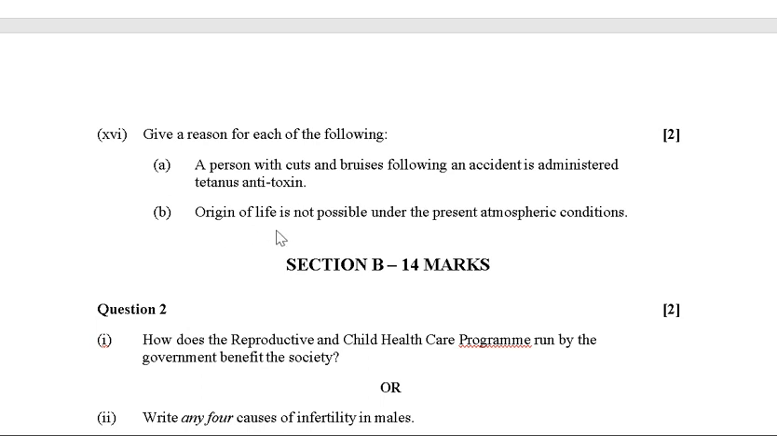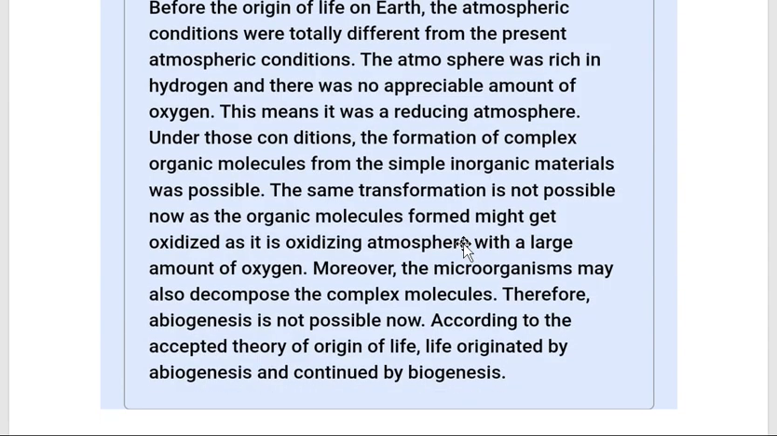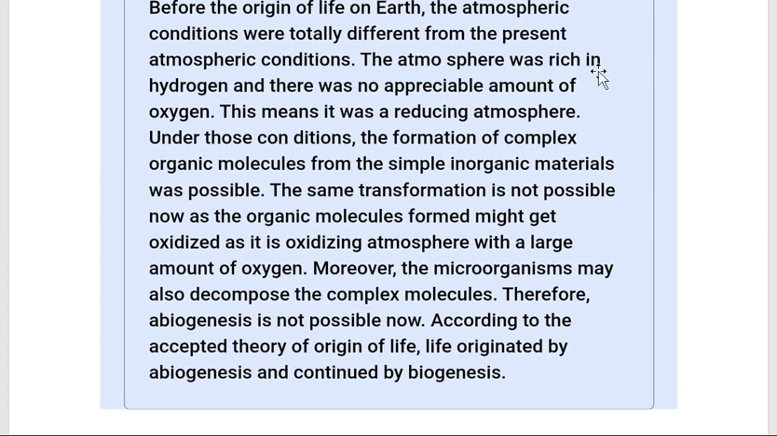Next is given, origin of life is not possible under the present atmospheric condition. So give a reason for this. For that, I prepared one answer here. Before the origin of life on Earth, the atmospheric conditions were totally different from the present atmospheric conditions. The atmosphere was rich in hydrogen and there was no appreciable amount of oxygen. This means it was a reducing atmosphere.